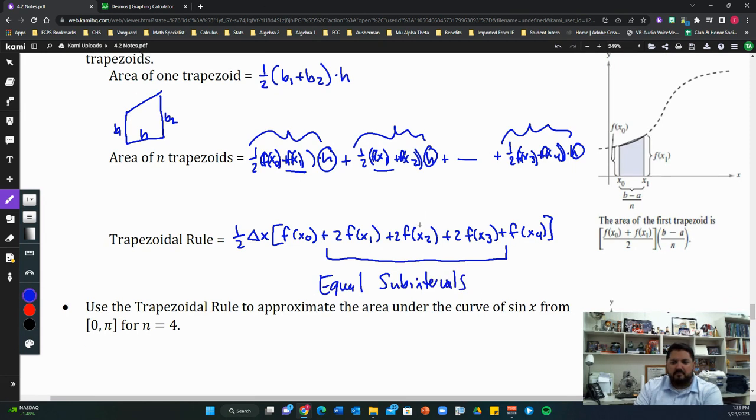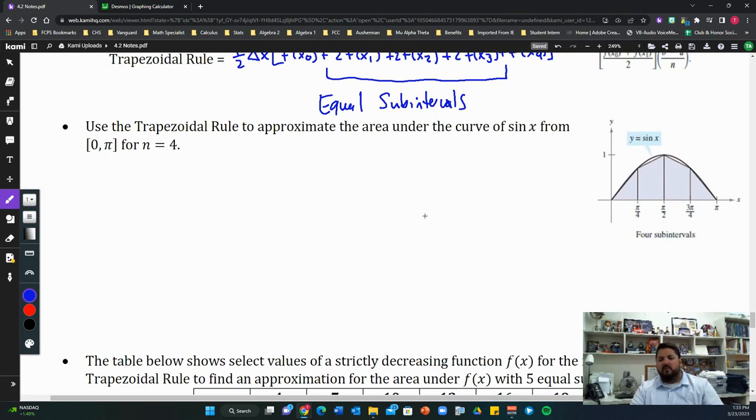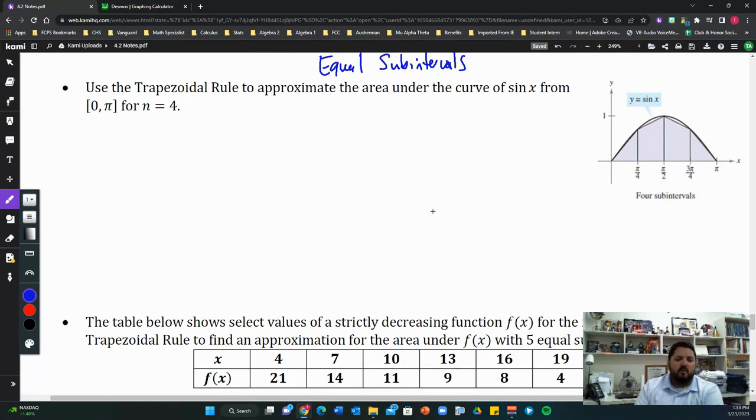So let's try one. It's going to feel like a very similar process because we're really doing the exact same stuff that we did before. We're going to use the trapezoidal rule now to approximate the area under the curve of sine of x from 0 to pi for n equals 4. So it's going to start off the same way. I'm going to have delta x, so pi minus 0 divided by 4, or pi over 4.